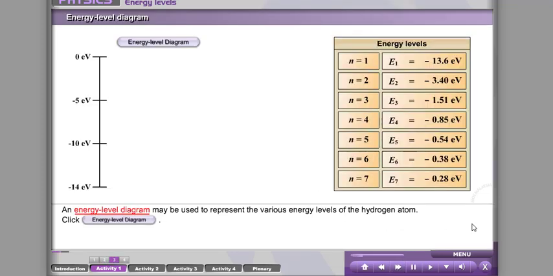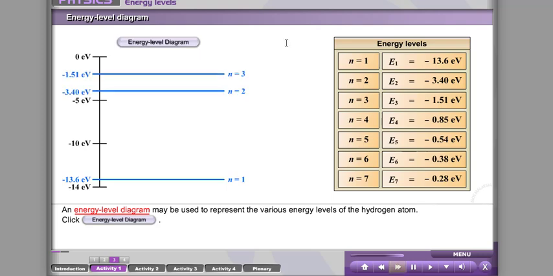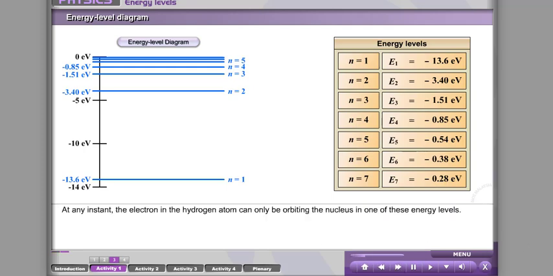An energy level diagram may be used to represent the various energy levels of the hydrogen atom. Click the Energy Level Diagram button. At any instant, the electron in the hydrogen atom can only be orbiting the nucleus in one of these energy levels.